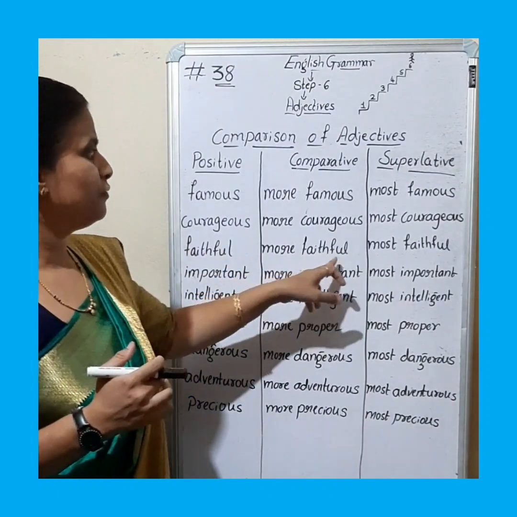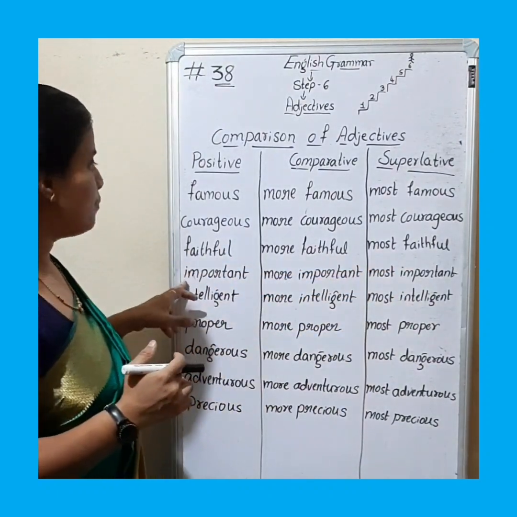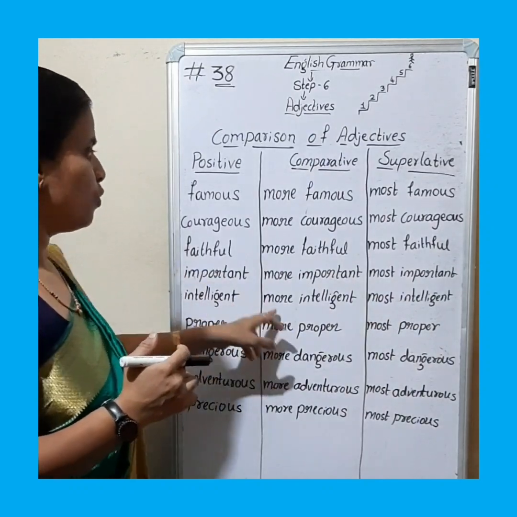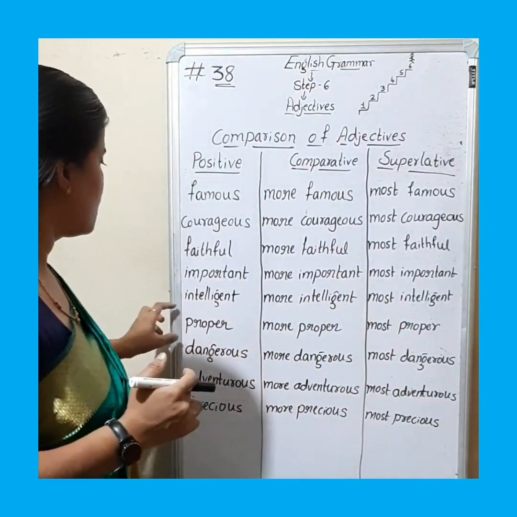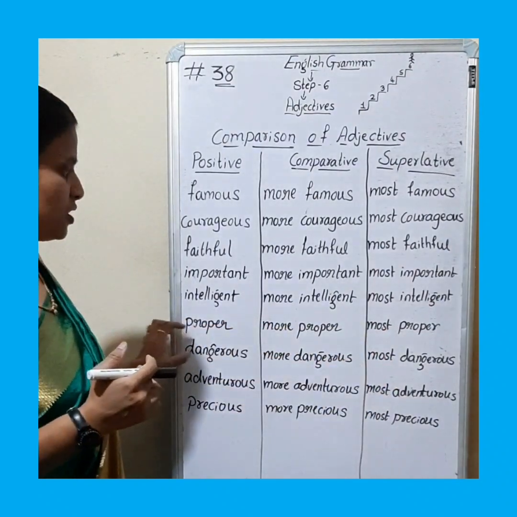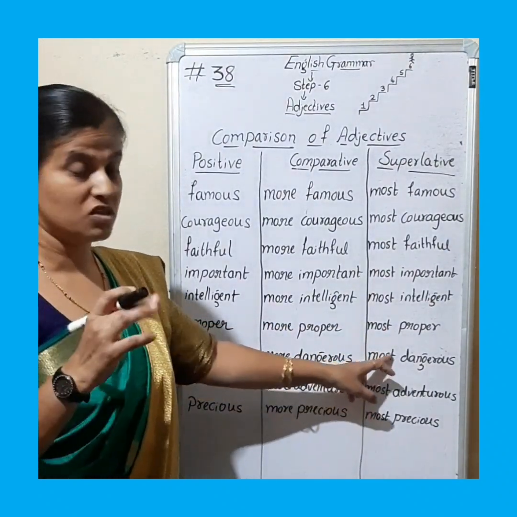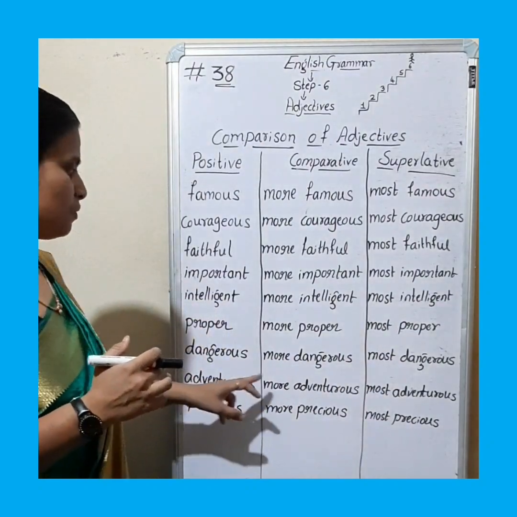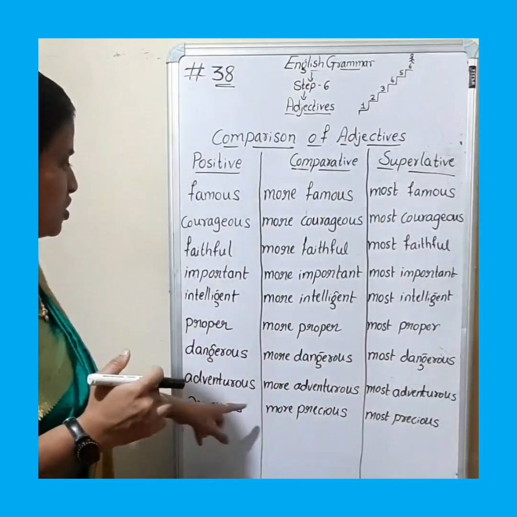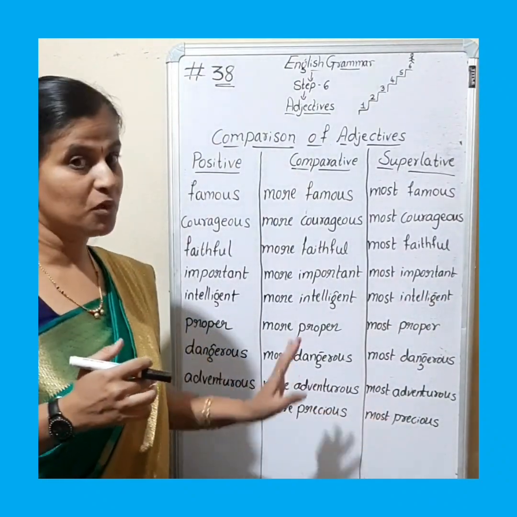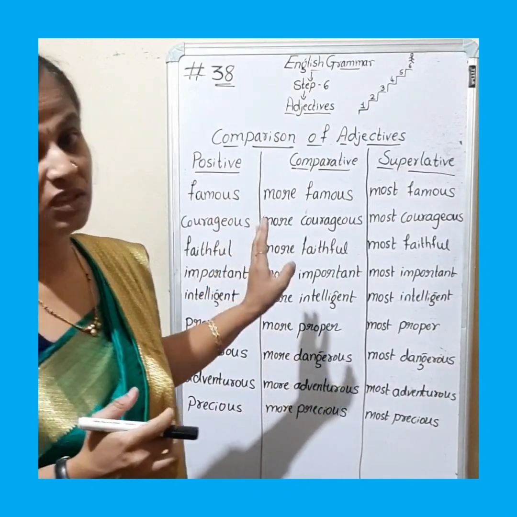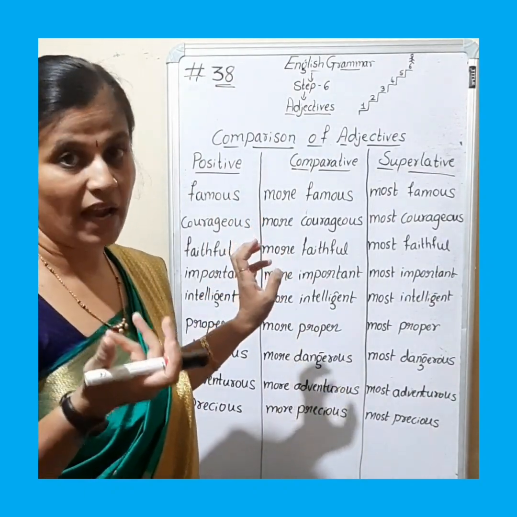Faithful, more faithful, most faithful. Important, more important, most important. Intelligent, more intelligent, most intelligent. Proper, more proper, most proper. Dangerous, more dangerous, most dangerous. Adventurous, more adventurous, most adventurous. Precious, more precious, most precious. This is how it works with two or more syllable words like long adjectives.